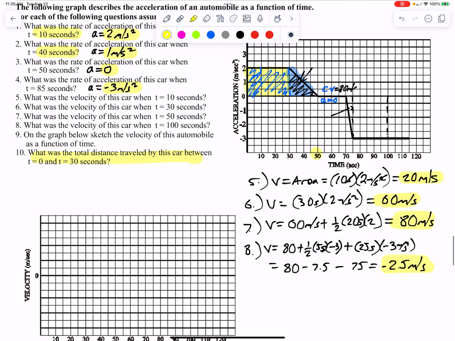Okay, now we're going to plot the velocities in a minute, but before we do, let's go ahead and jump on number 10. We have room for it down here. What is the total distance traveled in those first 30 seconds? Meaning, how far did you go to build up to 60?